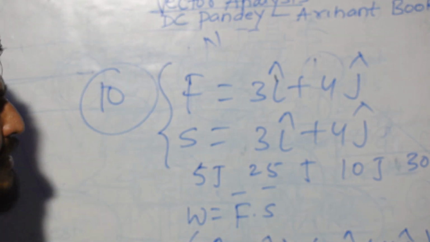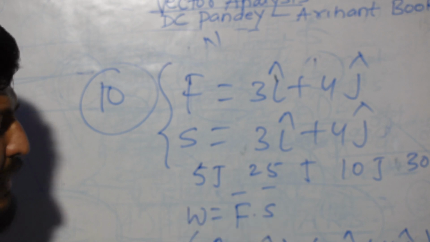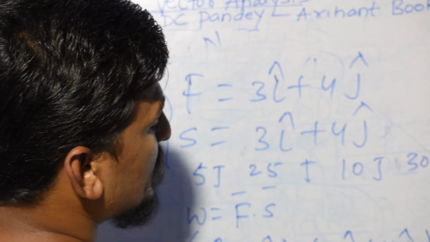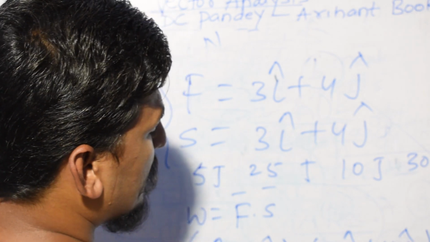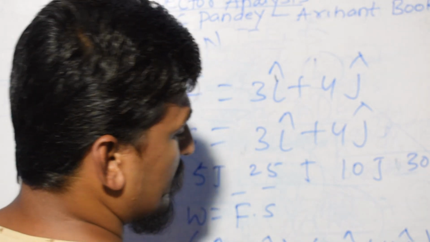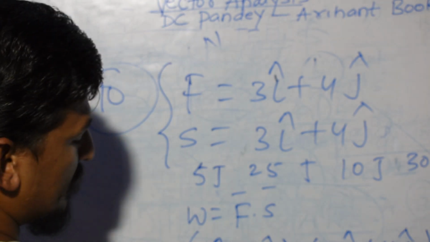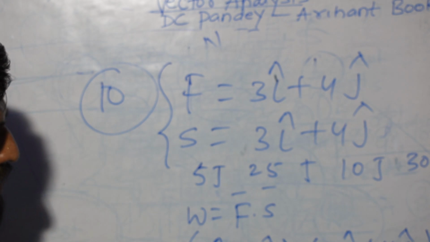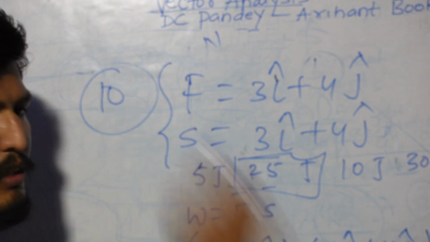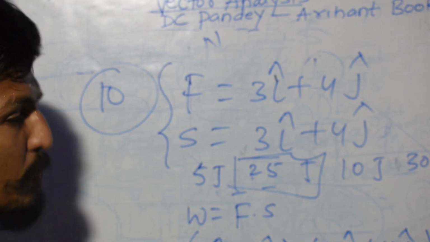What is the second method? In case of dot product, we have to multiply these two. The formula is A1 A2 plus B1 B2 plus C1 C2. This one is the dot product. So 3 into 3 is 9. 4 into 4 is 16. And 16 and 9 add up to become 25. So the work done is 25 joule.